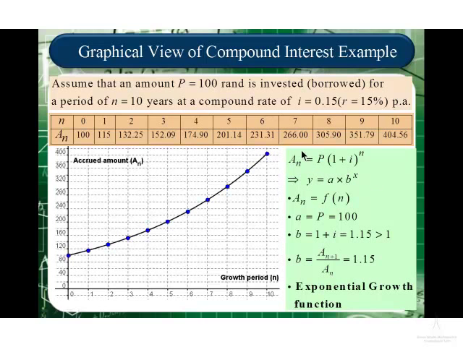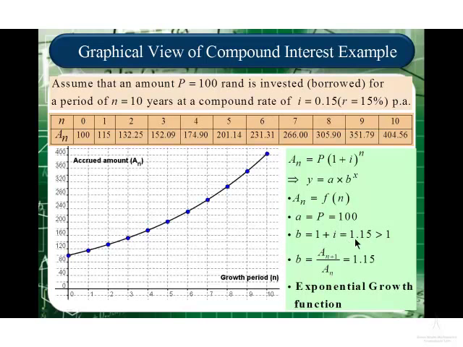So we can view the output values or the accrued amounts after each interest period as a function of the number of interest periods as indicated on the screen, where of course in our case the parameter a for this exponential function will be the principal amount, and the value b will be 1 plus i, 1 plus the interest rate in decimal form. In our case it is 1.15.